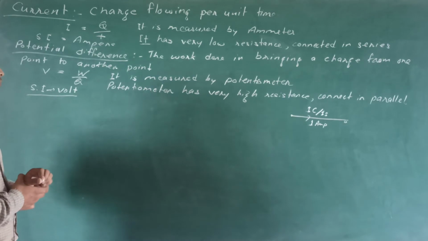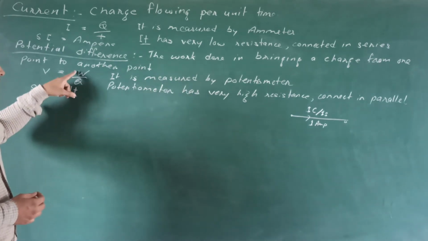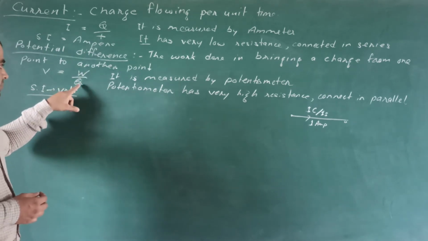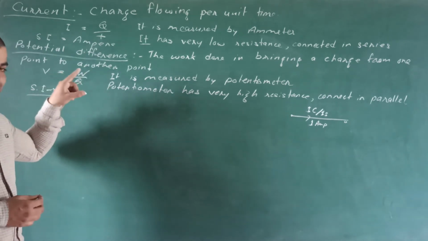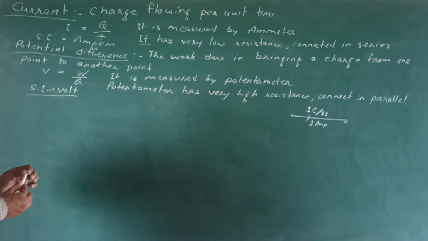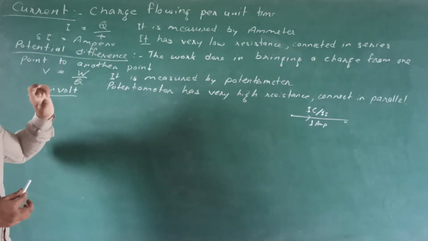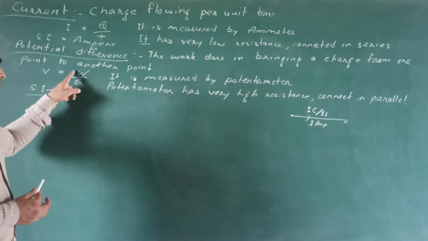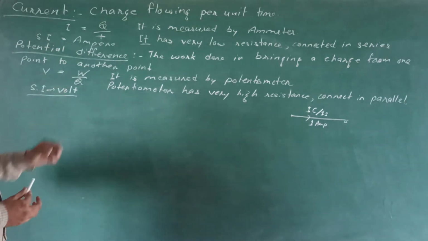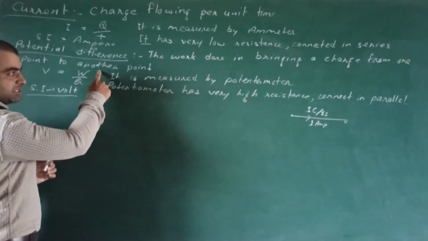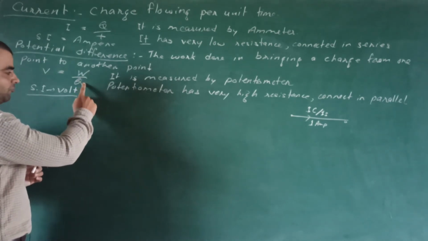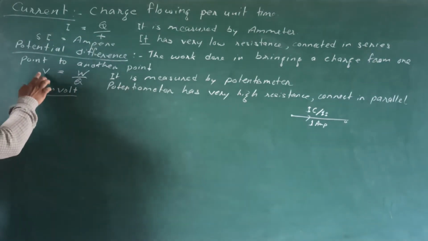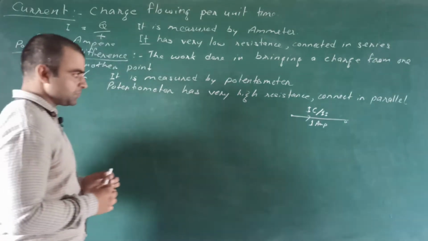Next, define 1 volt. When 1 joule of work is done in bringing a charge of 1 coulomb from one point to another point, then the potential difference is said to be 1 volt. Is it clear?